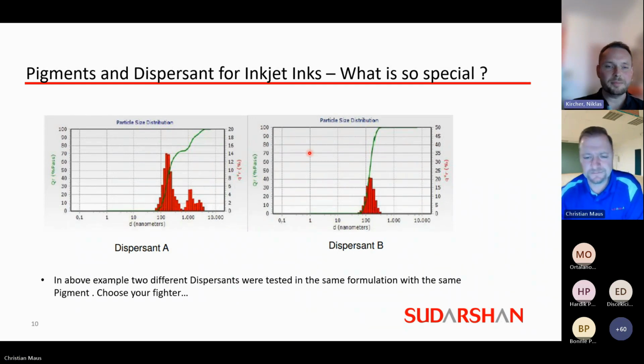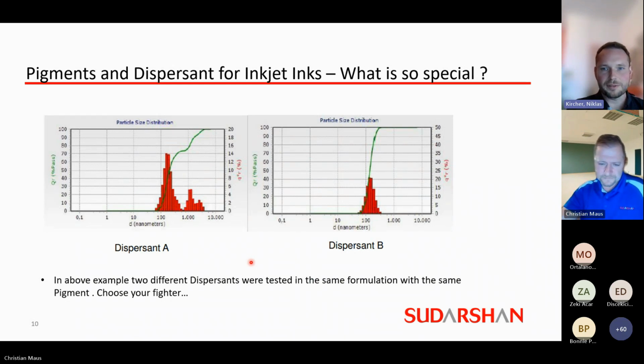Niklas, please. Yeah, I mean, one key parameter in inkjet is, of course, particle size. We need small particles because nozzle diameters are small. We are usually talking about D50 values of maybe 100 to 150 nanometers. So if your pigment does not fit to the dispersant or the other way around, what can happen? We see in the first picture, the particle size distribution is, first of all, bimodal. You have a lot of bigger particles still in the dispersion. The total particle size is, of course, much too big.